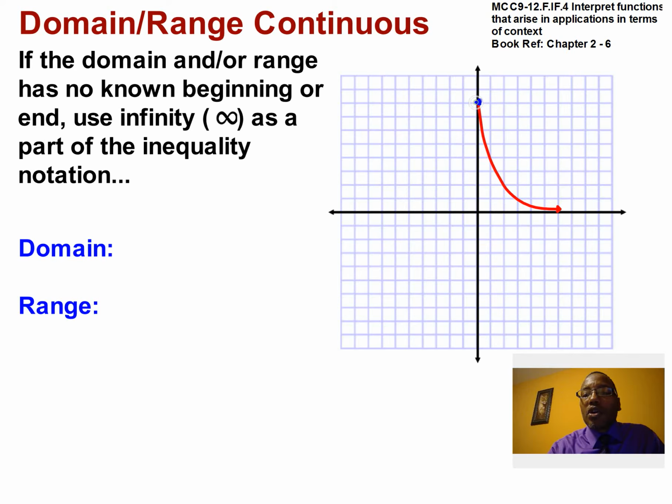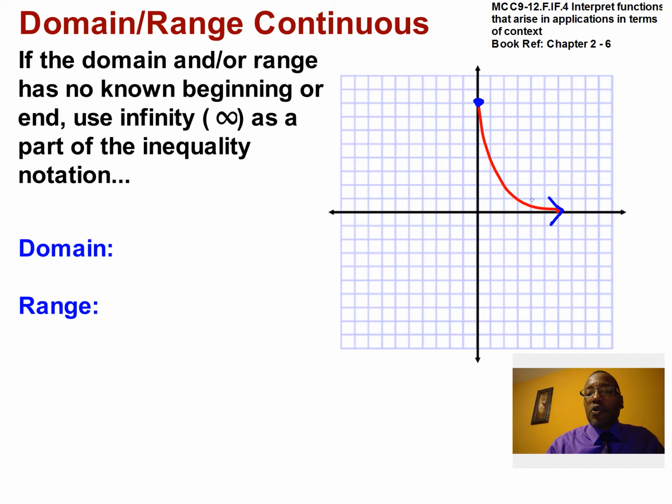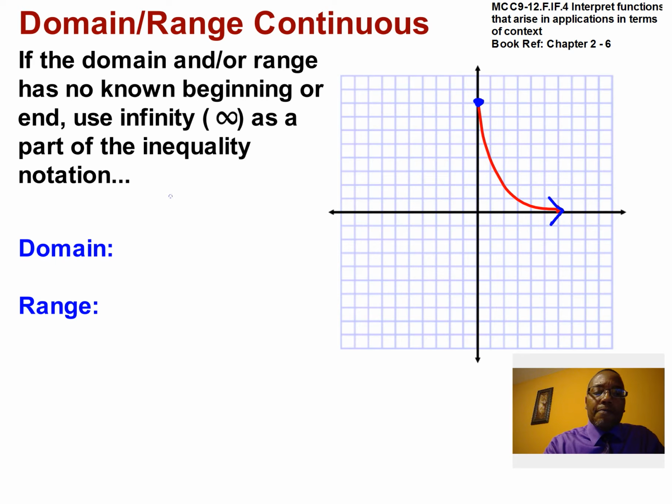You should see a closed dot here, arrow there. That tells me there's going to be one infinity symbol as a part of this. Okay, so the domain less than x less than. And the domain in this case goes from 0. And then it just keeps going towards infinity.